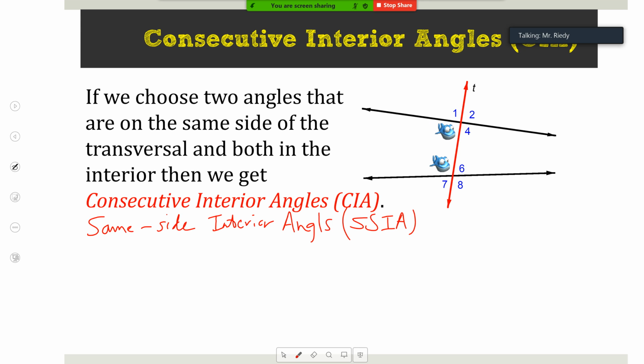I don't care which one you want to use. Most people would prefer same side interior angles. Whoops, I spelled it wrong. Angles, there we go. Because it's a more logical description of what we're talking about here. Same side of the transversal in the interior. Therefore, 4 and 6 would be the other pair.